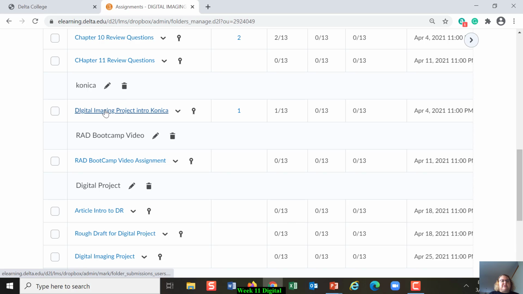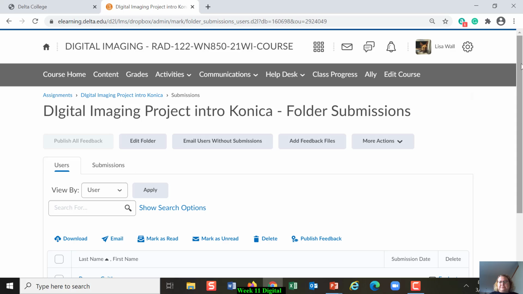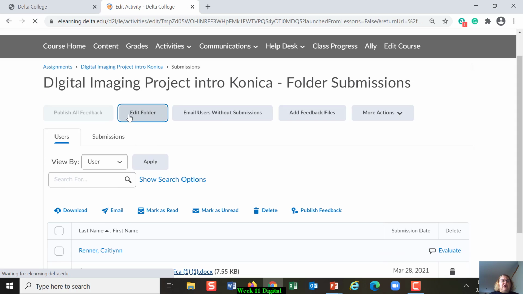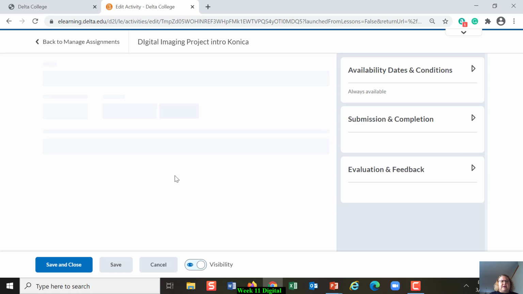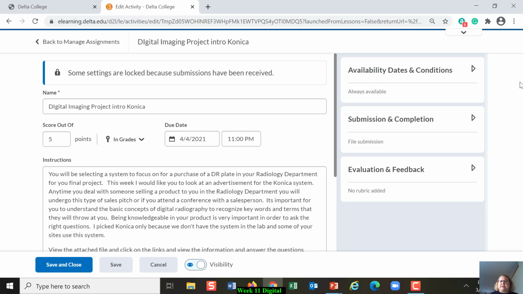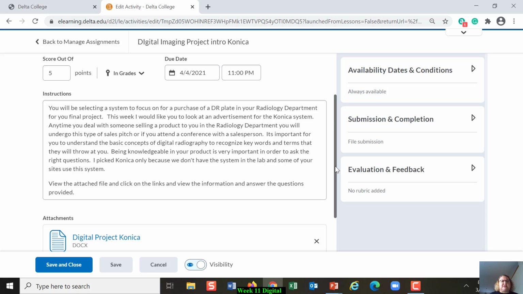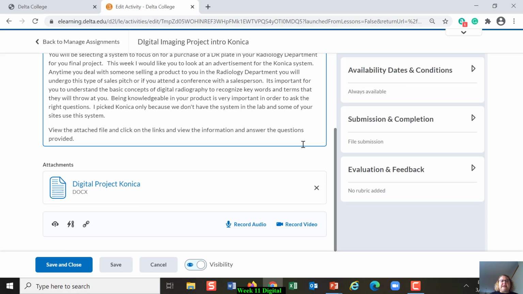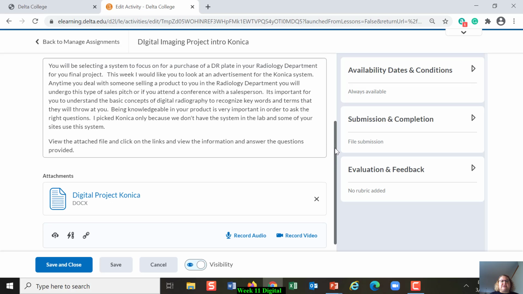So one of the assignments that I have you taking a look at is Konica, because a couple of our facilities have Konica systems. Like if you're going to McLaren Bay, you'll be using Konica. When you go into this folder for Konica, you're going to notice that there are a couple videos that you're going to take a look at. It's a DR plate that you're going to be purchasing for the department. So you're taking a look at a salesperson who is trying to sell you this device.